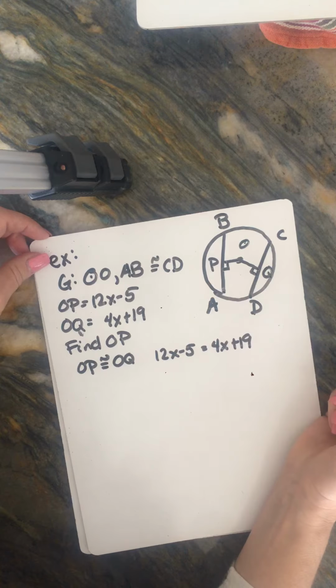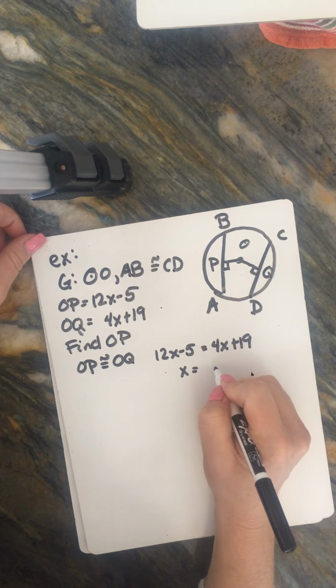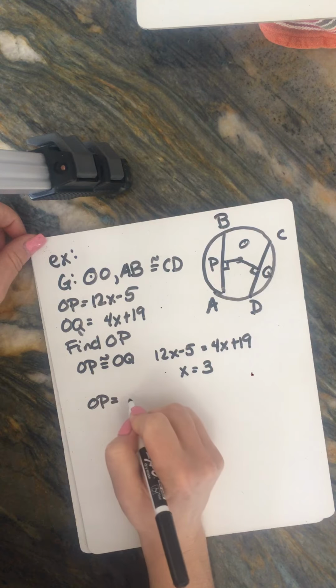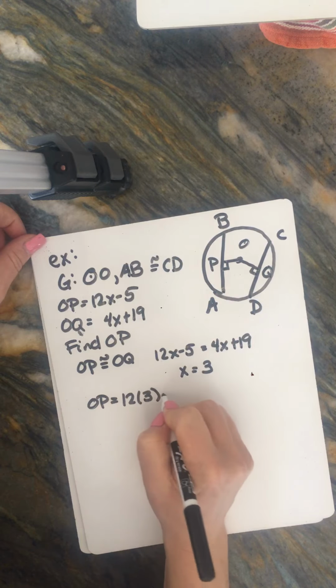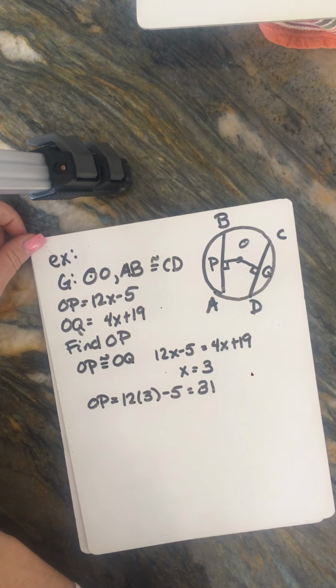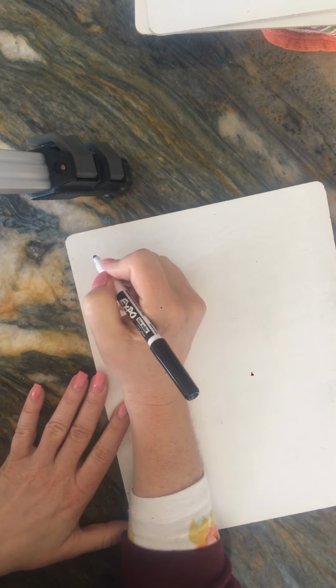All right, so now we've got some just elementary algebra. You can handle this very quickly and find that x equals 3. And then OP, substituting x in, 12 times 3 minus 5, or 31. All right, so there's an algebraic example. Let's do a proof, since we're back into the swing of proofs.